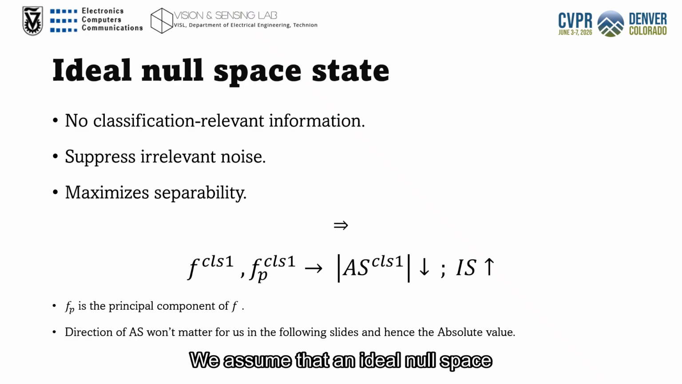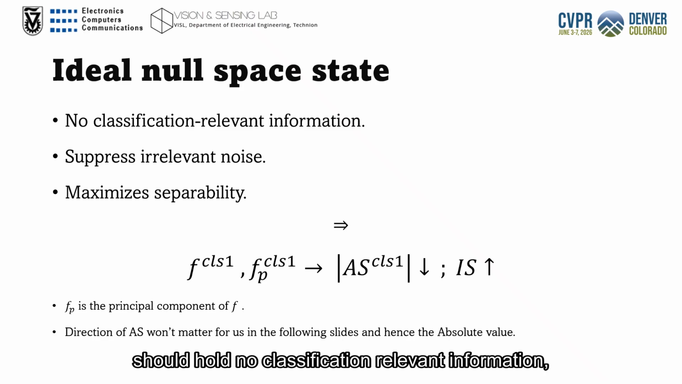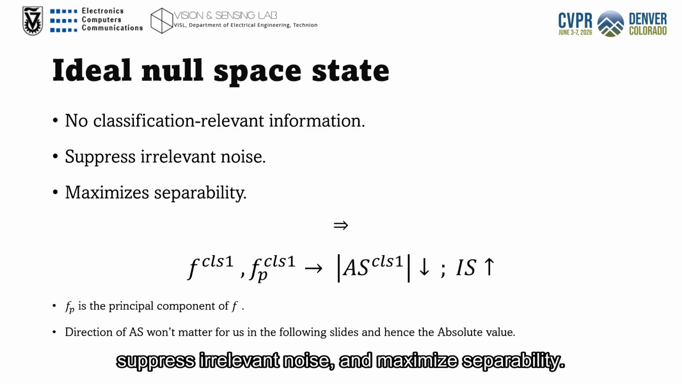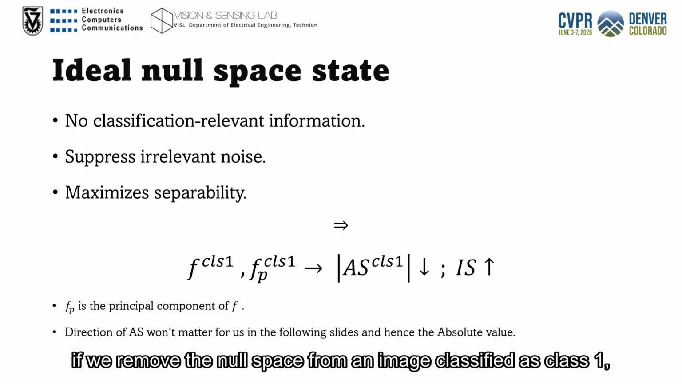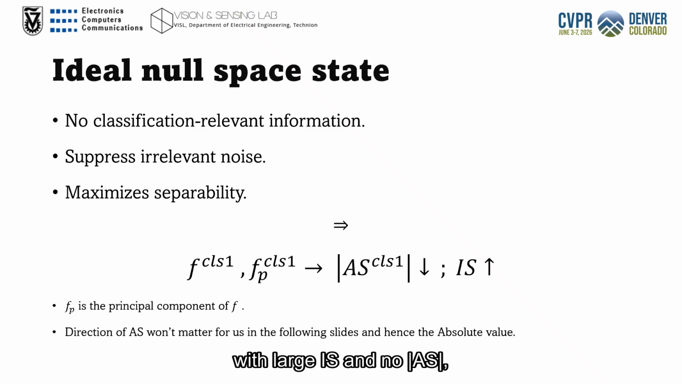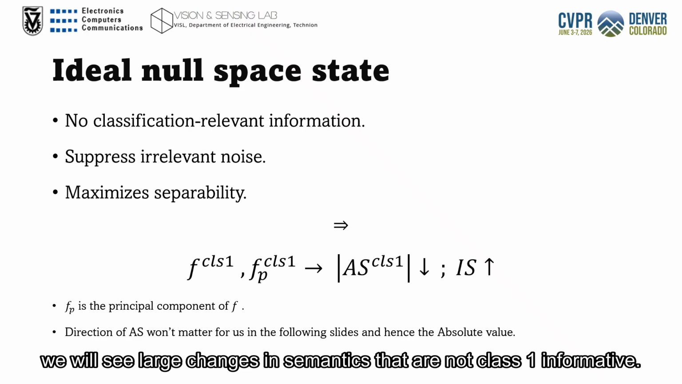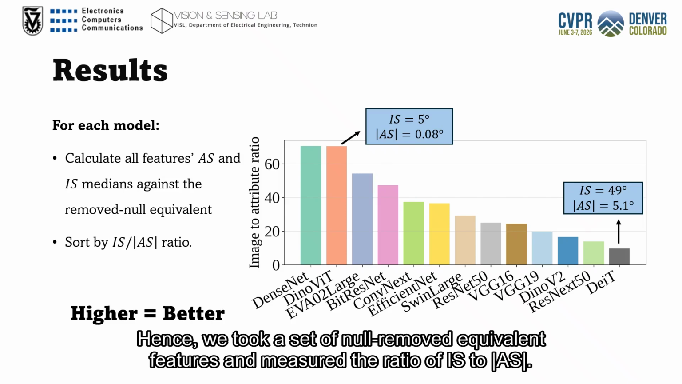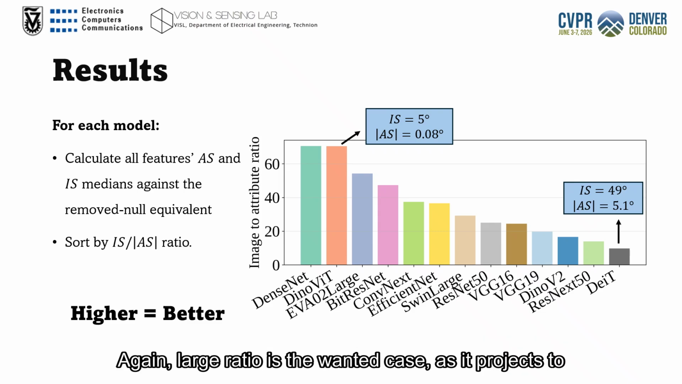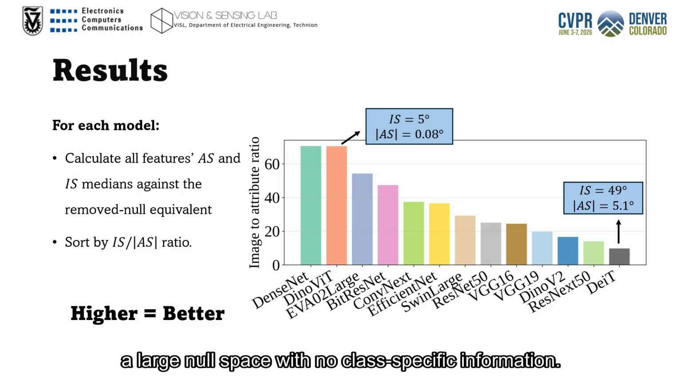We assume that an ideal null space should hold no classification-relevant information, suppress irrelevant noise, and maximize separability. For example, if we remove the null space from an image classified as class 1 with large IS and no AS, we will see large changes in semantics that are not class 1 informative. Hence, we took a set of null-removed equivalent features and measured the ratio of IS to AS. Again, a large ratio is the wanted case, as it projects to a large null space with no class-specific information.